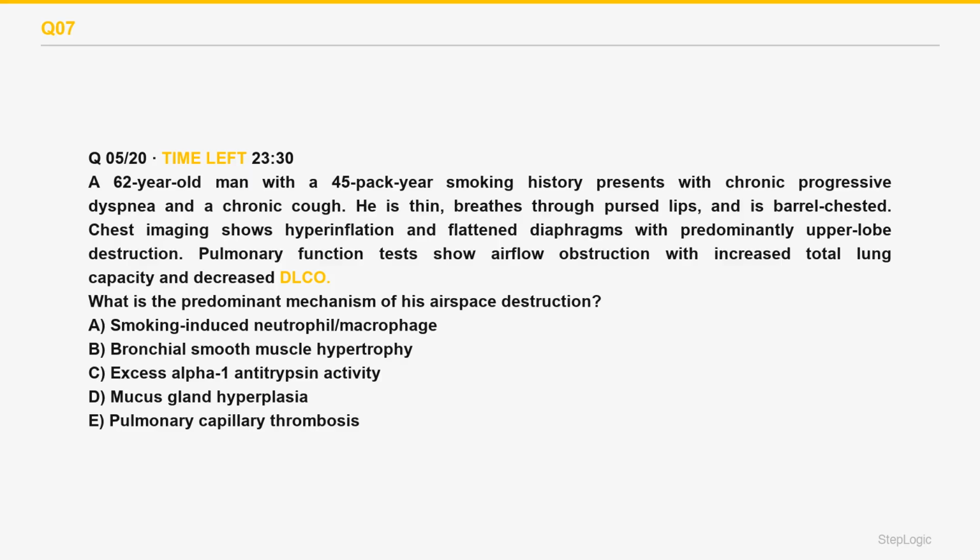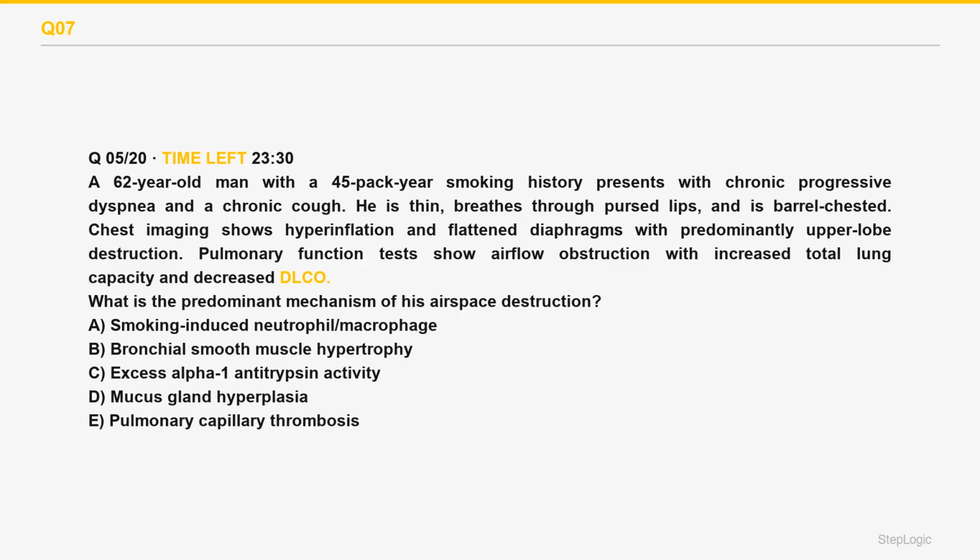What is the predominant mechanism of his airspace disruption? A 62-year-old man with a 45-pack year smoking history presents with chronic progressive dyspnea and a chronic cough. He is thin, breathes through pursed lips, and is barrel-chested. Chest imaging shows hyperinflation and flattened diaphragms with predominantly upper lobe destruction. Pulmonary function tests show airflow obstruction with increased total lung capacity and decreased DLCO.